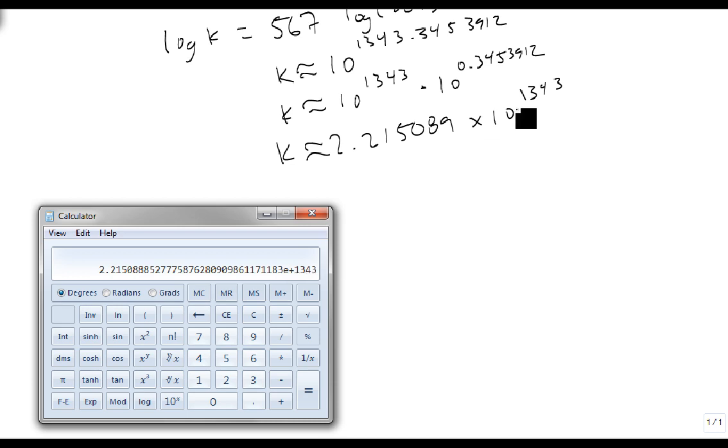So we can use this as a way of approximating or estimating large numbers. Look how close we were using our estimation with taking the log of the number. So that's one way of estimating very large numbers.